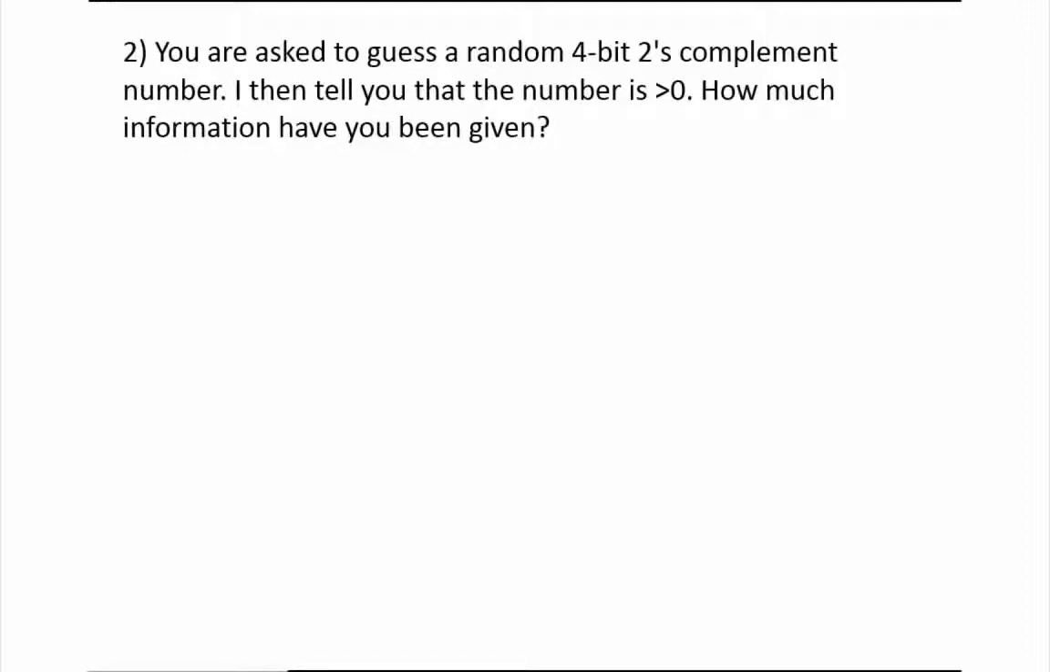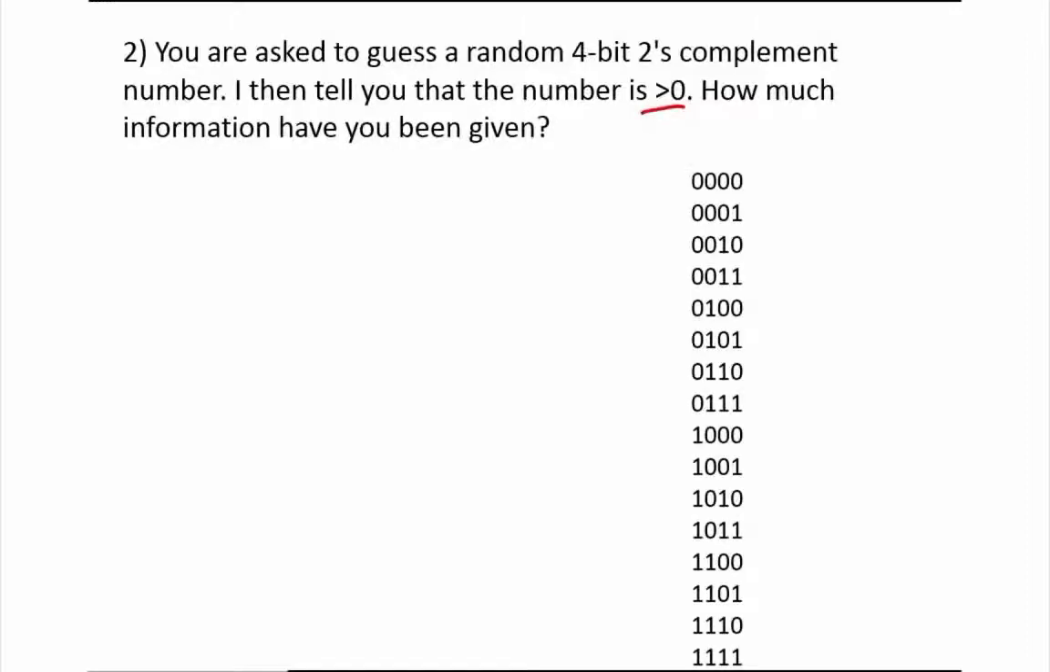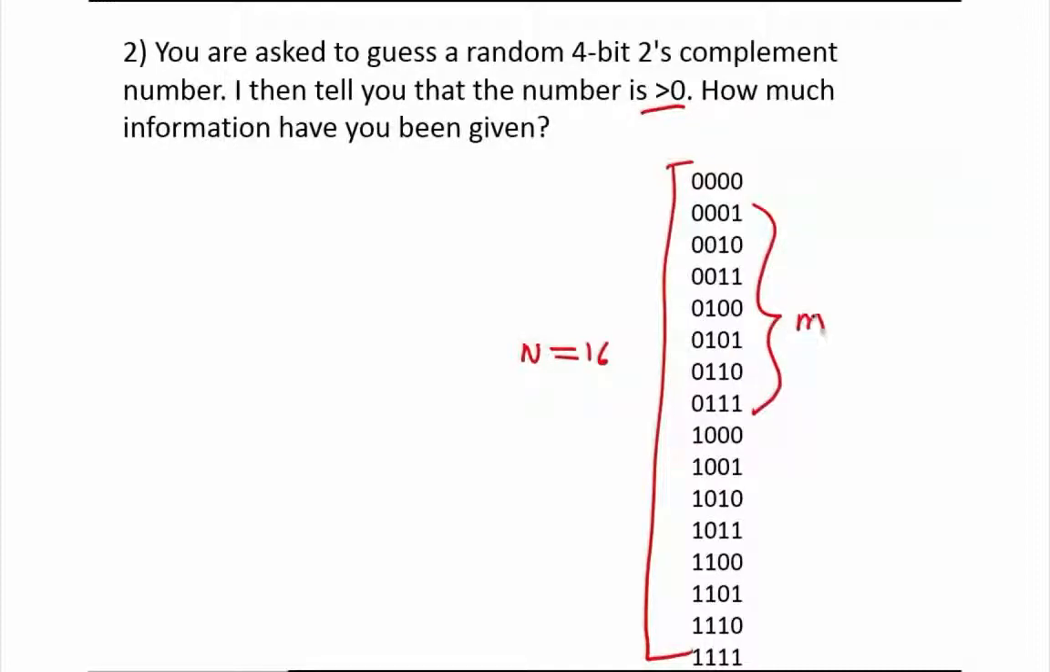For the second question, you are asked to guess a random 4-bit 2's complement number. I then tell you that the number is greater than 0. How much information have you been given? For this problem, the original number of choices is the number of permutations of 4 binary bits, which is 16. So n equals 16. Once you're told that the number is greater than 0, this reduces your choice to 7. So m equals 7. That means that the amount of information that you have been given is log base 2 of 16 over 7.